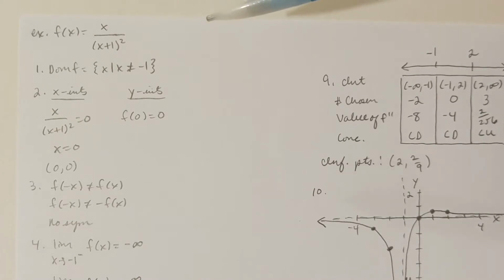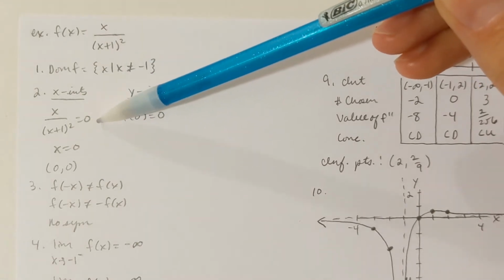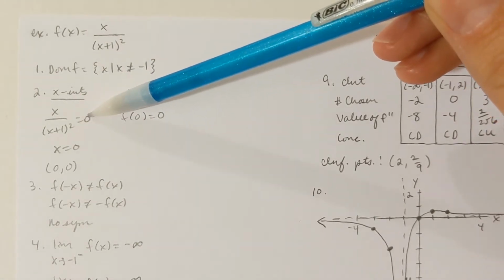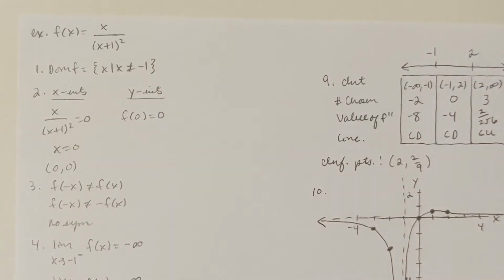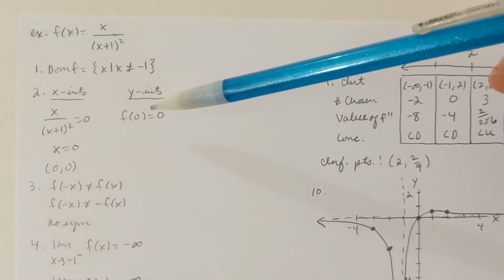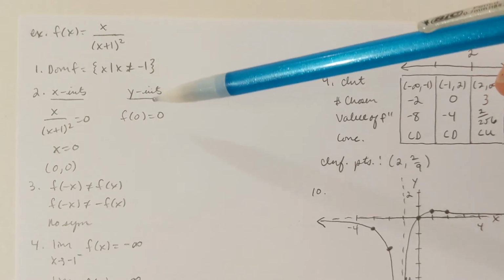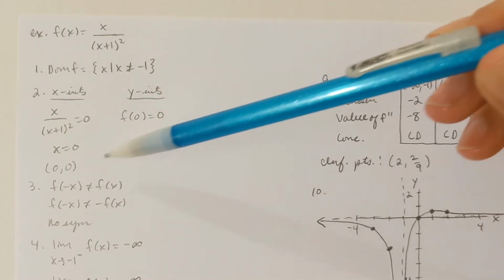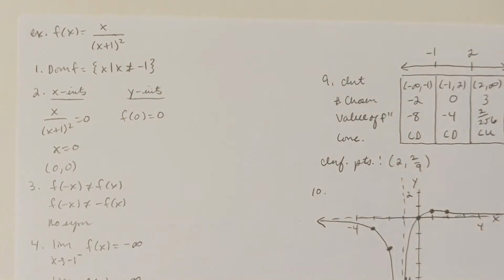Step 2, we want to find the intercepts. Okay, so the x-intercepts, when you set the function equal to 0 and solve, multiply both sides by the denominator there, and you get x equals 0. If you plug 0 into the function to get the y-intercept, you get 0 as the output. So (0, 0) would be the one and only intercept on this curve.